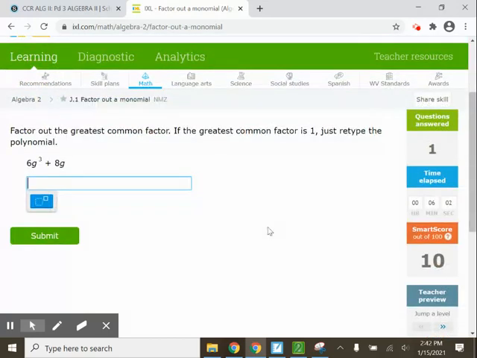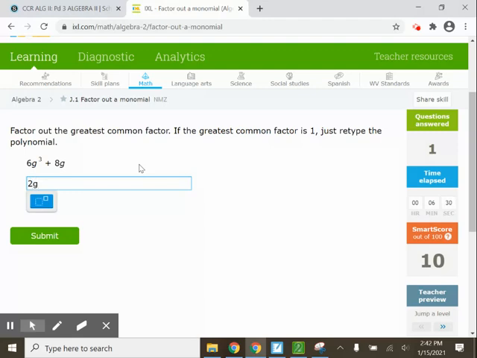So here's our next one. Again, it asks us to factor out the greatest common factor, and we do have to rewrite the entire polynomial. So my numbers here, I have a 6 and I have an 8. Well, the greatest number that we can divide 6 and 8 by without getting a fraction or decimal is 2. Both of these terms also have the letter G in them, so I know I'm going to be able to take out G to some power.